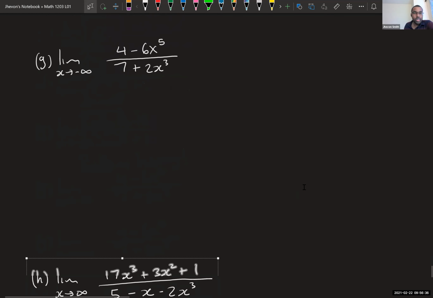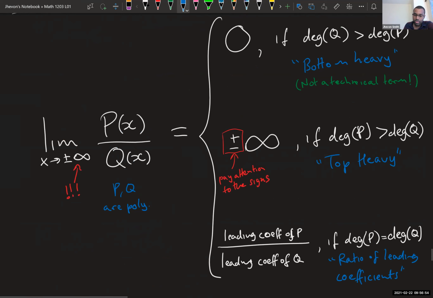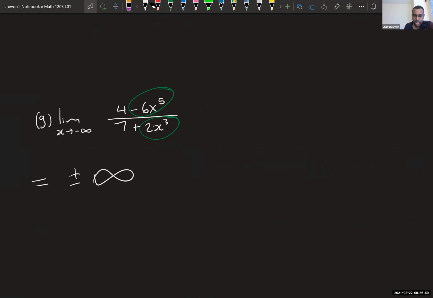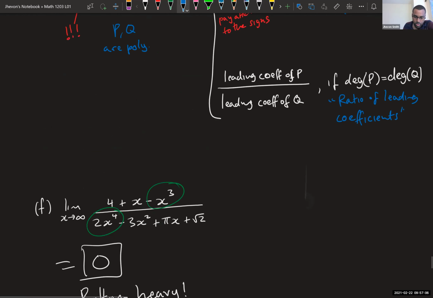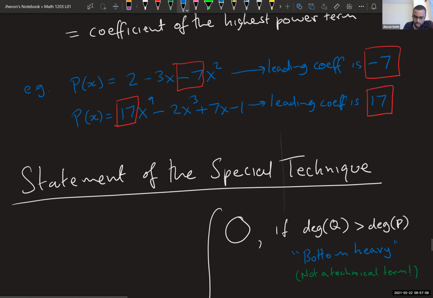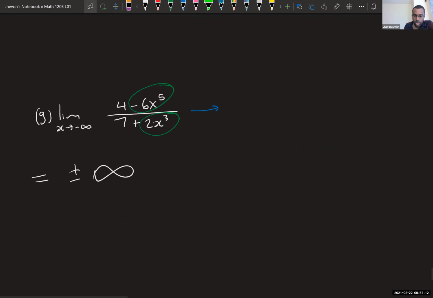Move over here. We're at a limit at infinity of a rational function. What do we do? Identify the highest powers. Well, the highest power is on the top, so I know this is going to be infinity plus or minus. But which infinity? As the technique suggests, you really have to pay attention to the signs, so you make sure you choose the right sign. Well, that was x to the 5th? I feel like we did the wrong thing. Okay, so what's going to happen?